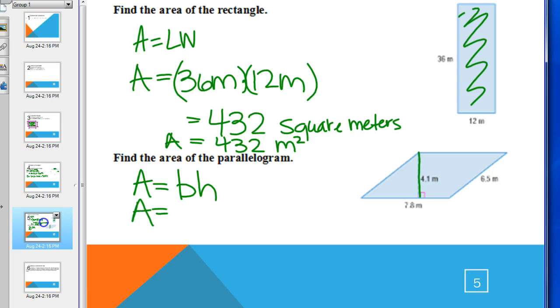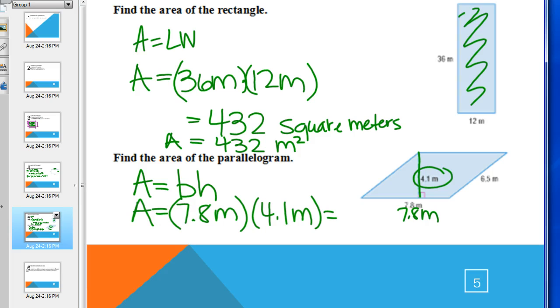All right, so my base, you know, because we're all about the base. So my base is 7.8 meters. My height is 4.1 meters. I will multiply those together. 7.8 meters multiplied by 4.1 meters.